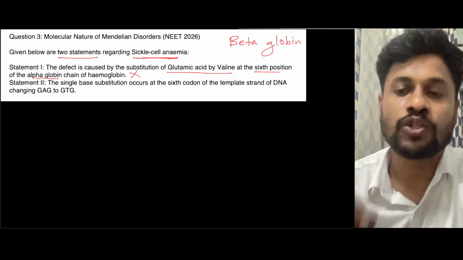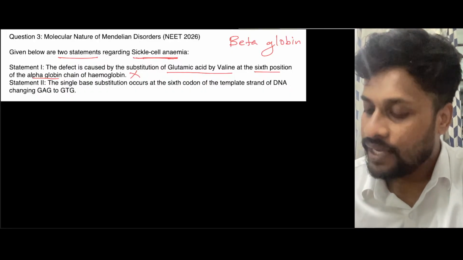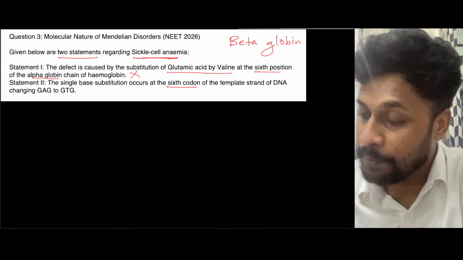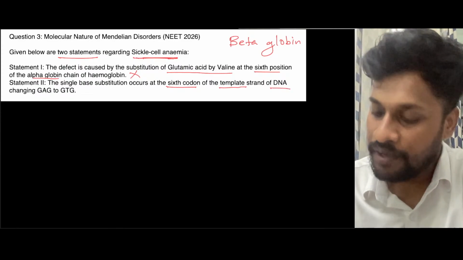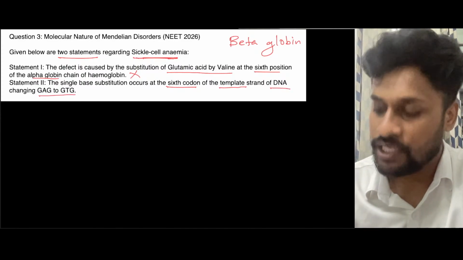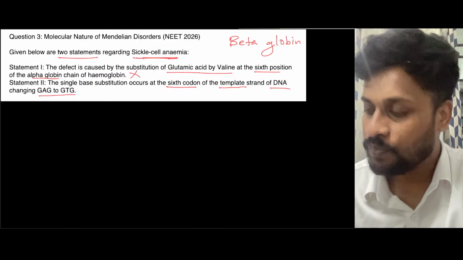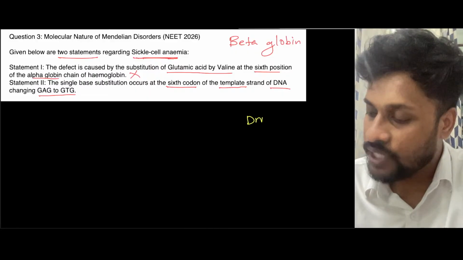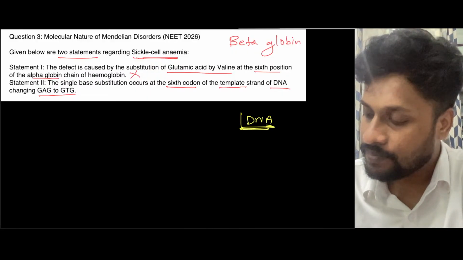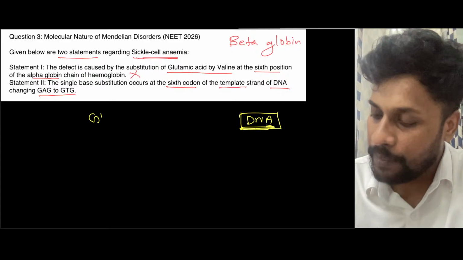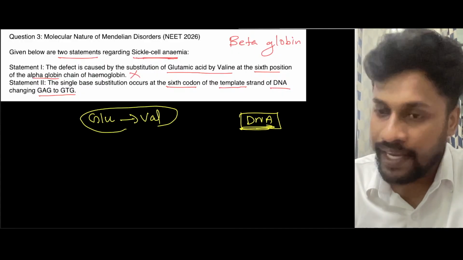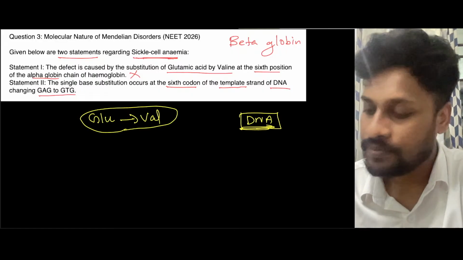Hence, statement 1 is wrong. Now, statement 2. A single base substitution occurs at the sixth codon of the template strand of DNA from GAG to GTG. Is it correct, guys? No. Why? Because in DNA, what changes will be happening? We know glutamic acid is converting into valine. In DNA, what changes will be happening?